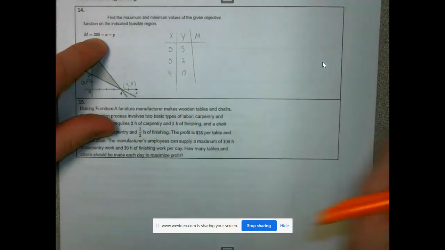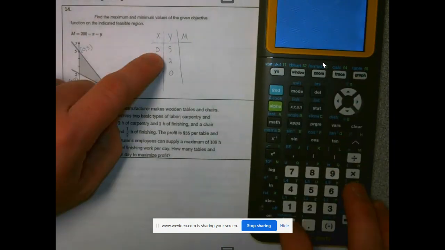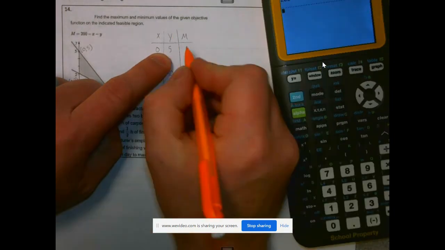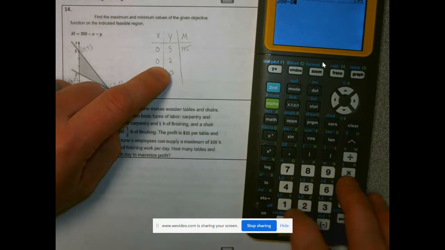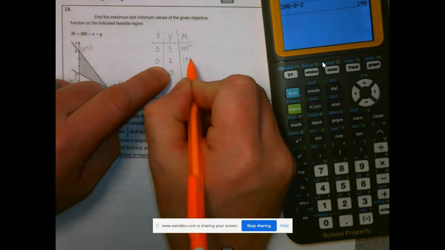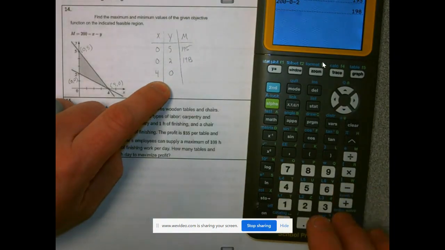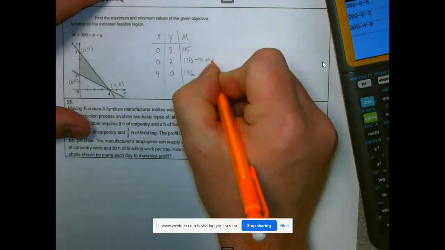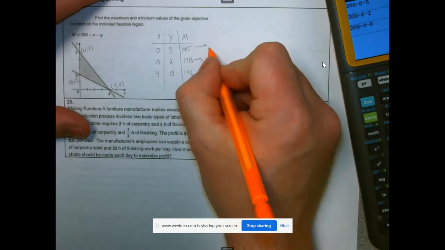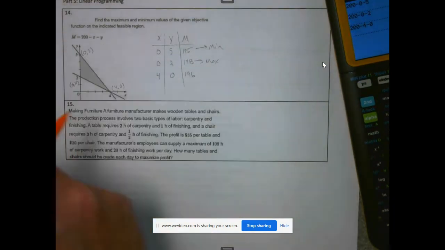So when I plug those in, I have 200 minus x minus y. So this one's 195. 200 minus x minus y, 198. And 200 minus x minus y, 196. So this one would be your max, and this one would be your min. So we're looking at the vertices of your feasible region.